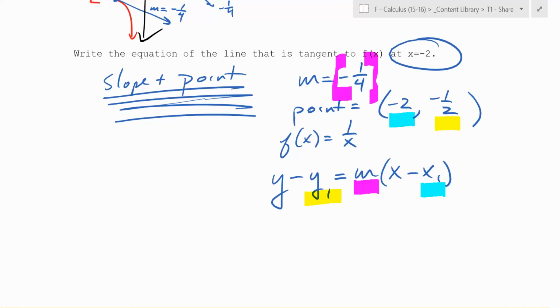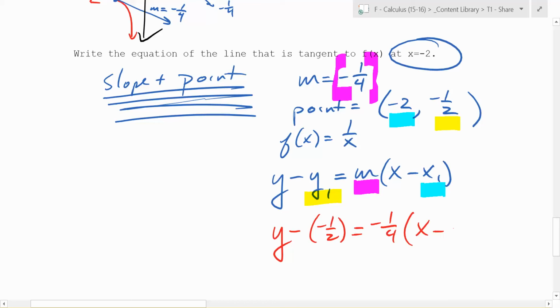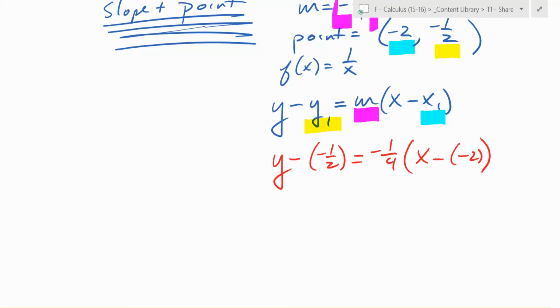So what's the equation going to be, Leanna? Just read it off to me. Y minus negative 1 equals negative 1/4 times x minus negative 2. The only thing I want you to do: do not write this in slope-intercept form. I could care less about slope-intercept form unless I tell you to write it in slope-intercept form. But do I like double negatives? No. So you write y plus 1/2 equals negative 1/4 times x plus 2.